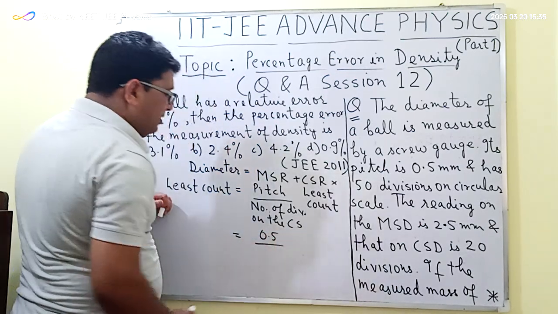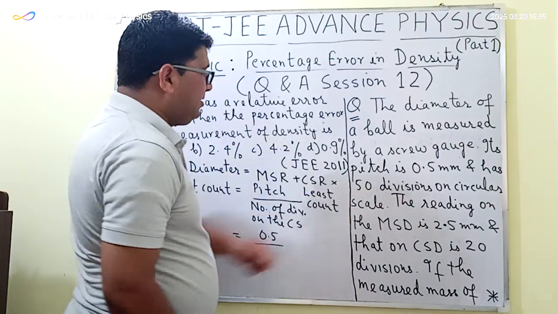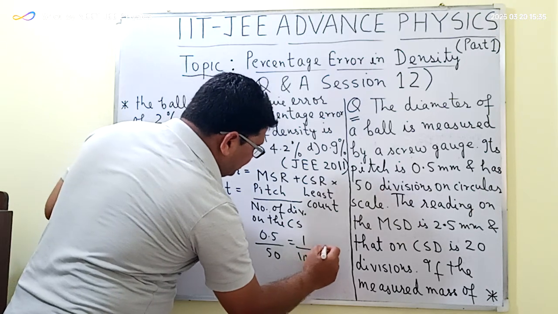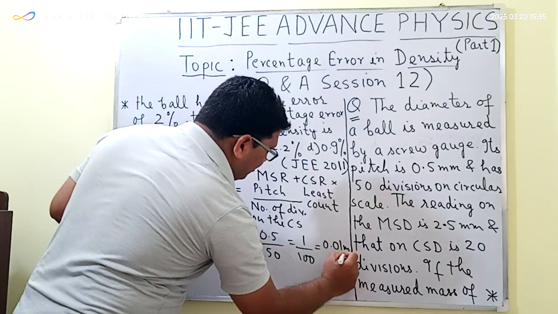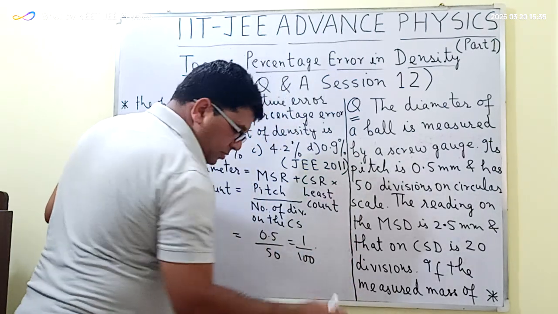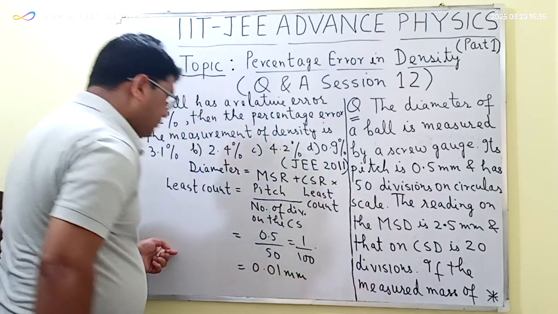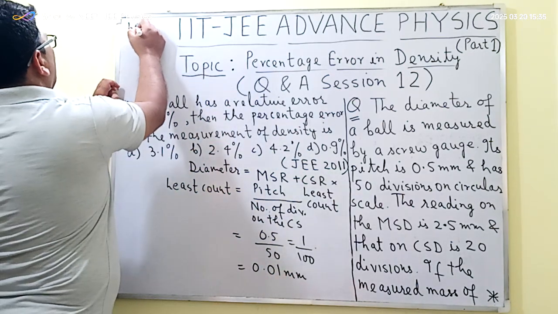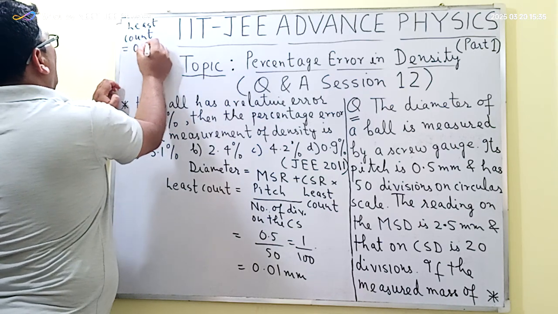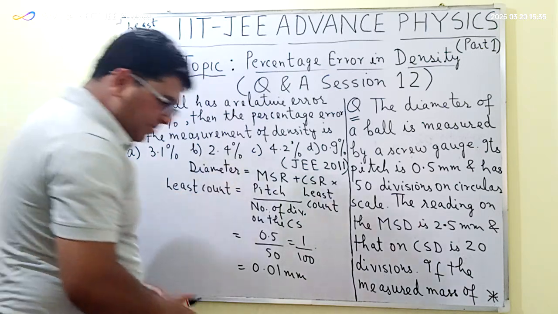So 0.5 divided by the number of divisions on the circular scale, which is 50. This is equal to 1 by 100, which is 0.01 mm. So the least count is equal to 0.01 mm, and now we have to calculate the diameter.